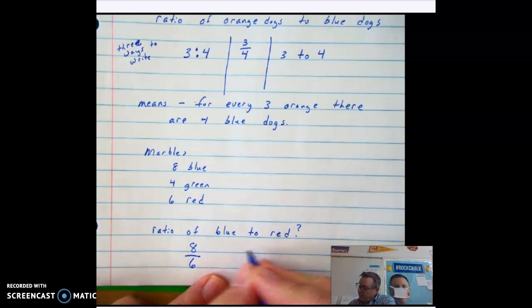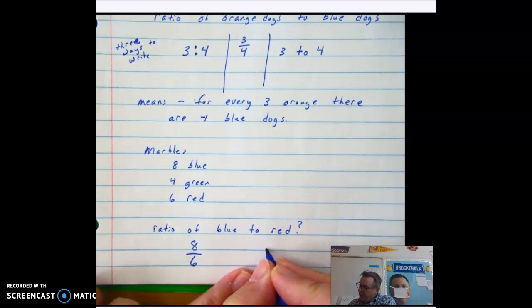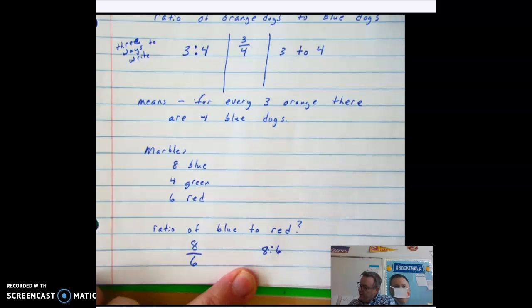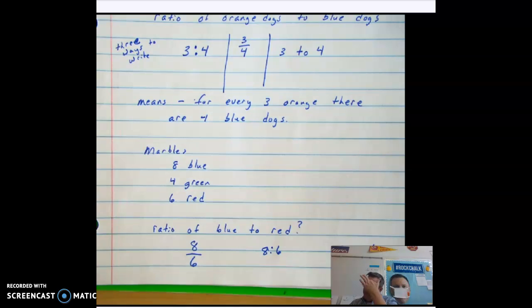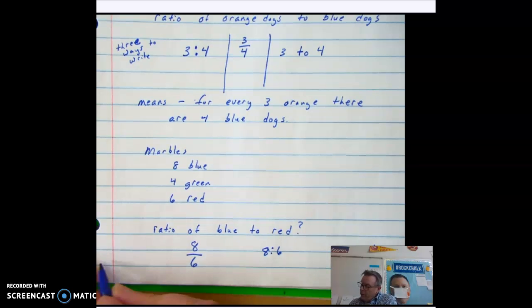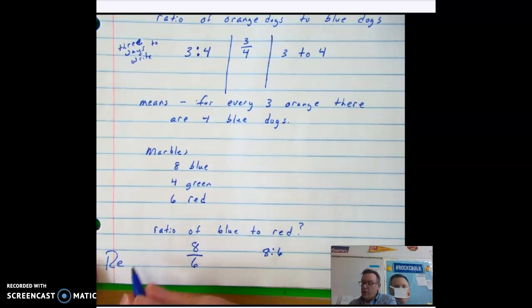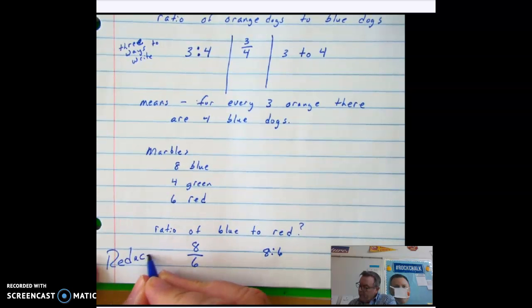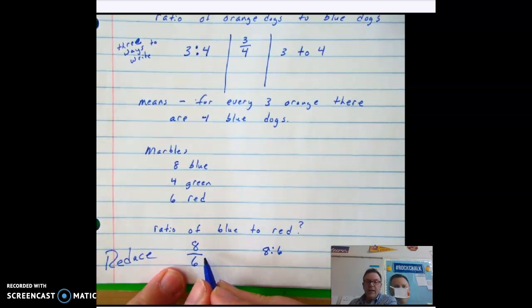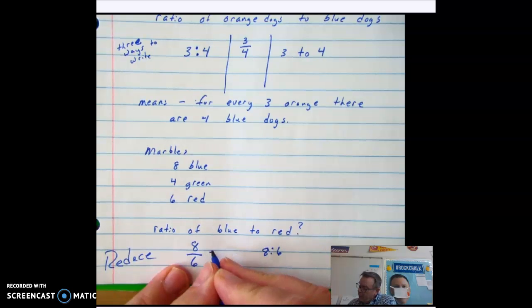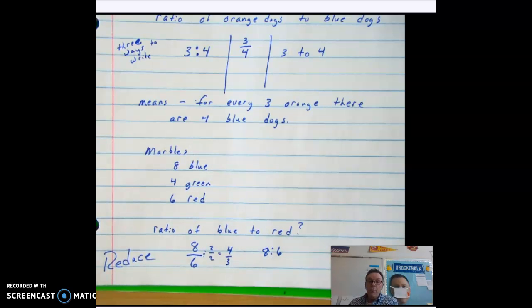I could also do it this way. I'm going to leave a little space because I'm coming back to this. 8 to 6, or I could do it as a fraction, 8 over 6. Now here's where the fraction part works in. You've done this before. We also want to be able to reduce ratios. So if I do 8 to 6, they're both divisible by 2. So that means that ratio simplifies to 4 to 3.